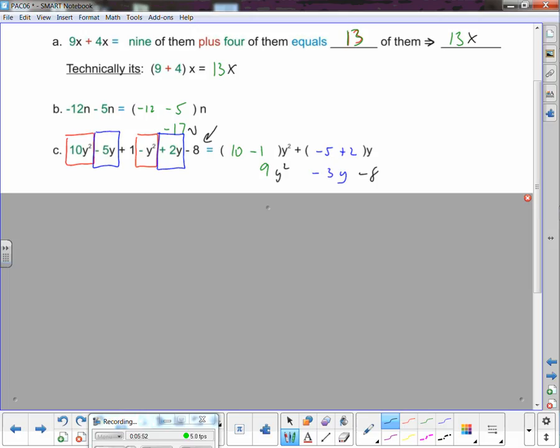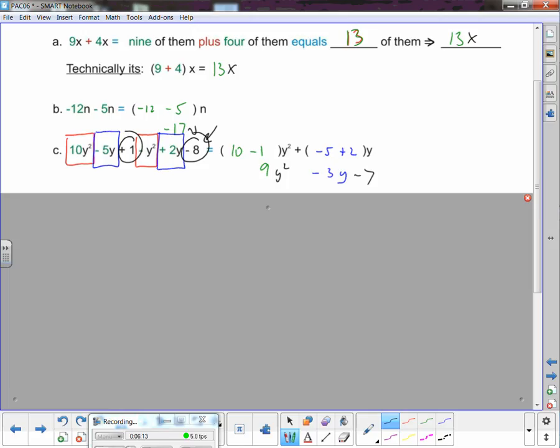Chloe. Oh, there is a 1. Did I miss it? You're right. So here, this is actually not negative 8, but it is negative 7. 7 negatives left. Thank you. Lost my 1. So that's 9y squared minus 3y minus 7.